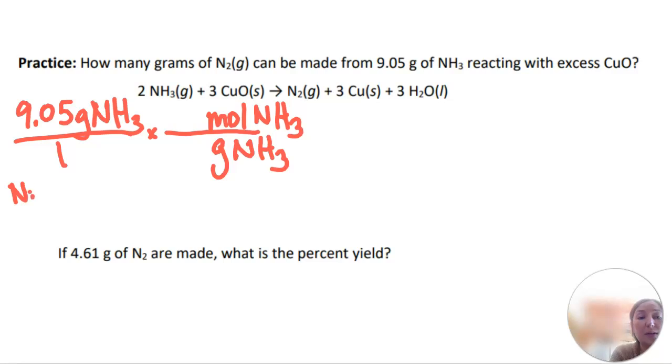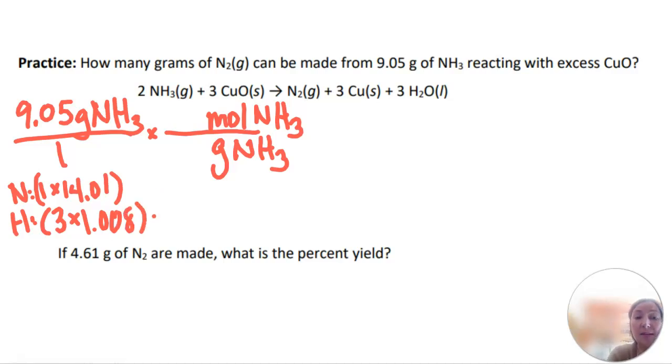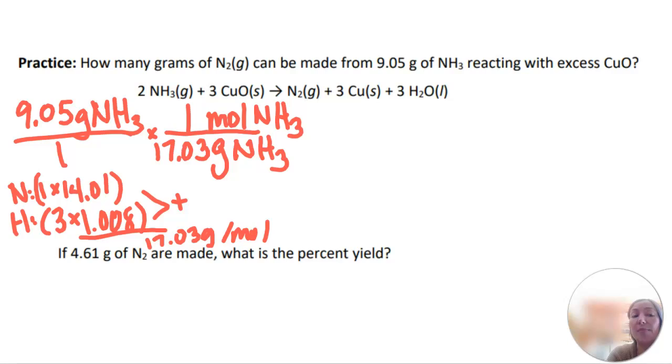I'm just going to have 1 nitrogen times 14.01 from our table and 3 hydrogens times 1.008 from our table. And I just need to add those up. So when I add those up, I should get 17.03 grams per mole for NH3. So in every 1 mole of NH3, there's 17.03 grams because I just calculated the molar mass. So first step, molar mass, then we'll do coefficients.